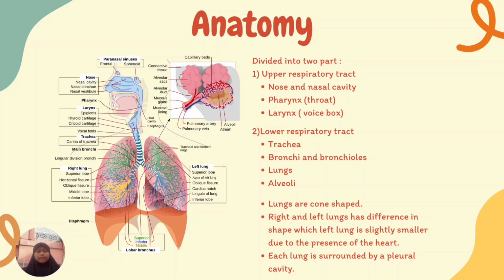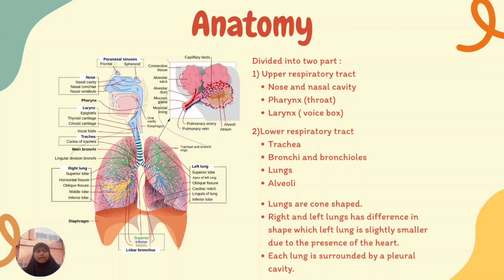Bear in mind guys that our lungs are cone shaped. There are differences between our right and our left lung. Our right lung has 3 lobes, while our left lung only has 2 lobes. Our right and left lungs also differ in shape, in that the left lung is slightly smaller compared to the right lung due to the presence of the heart.